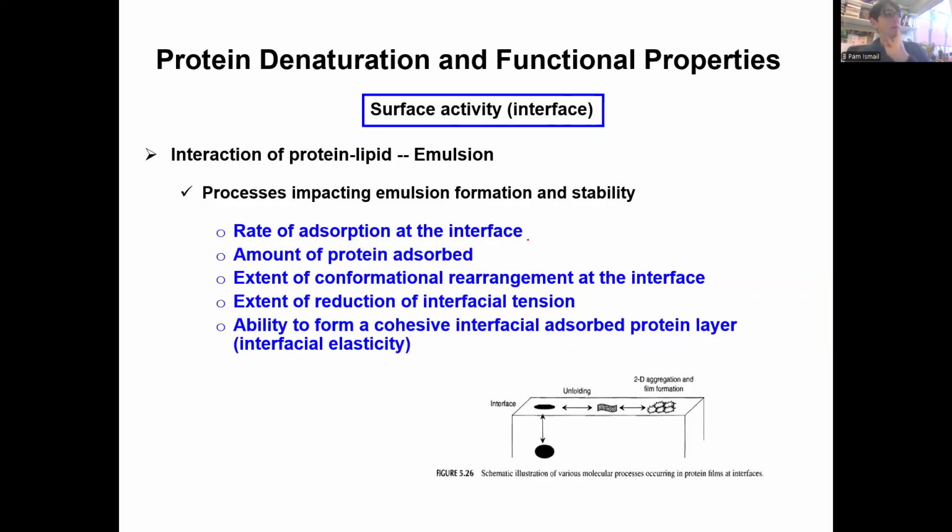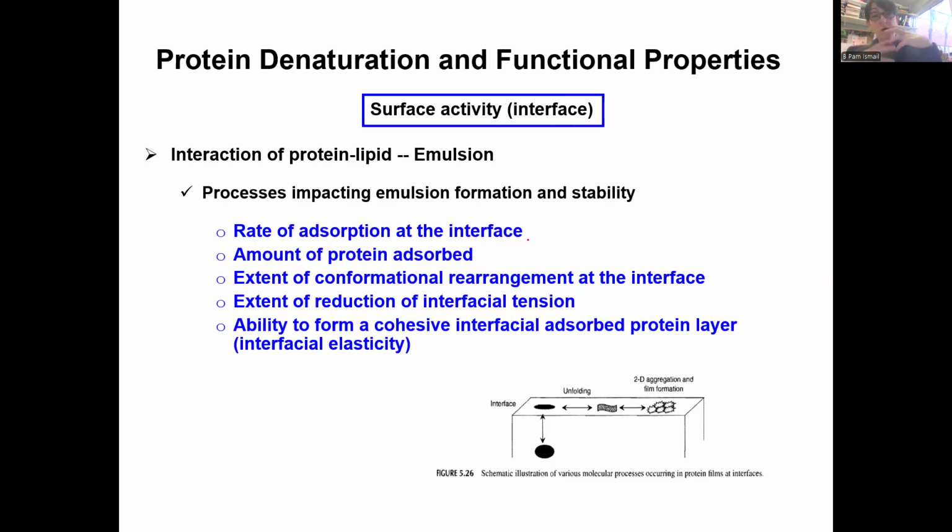So processes that impact emulsion formation and stability. So you have the rate of adsorption at the interface, how quickly the protein can reach the interface, how much protein gets absorbed at the surface, because if you don't have enough protein absorbed at the surface, you form thin films that are not very stable, how much conformation rearrangement we need. So if you have a protein that is very rigid in structure, a lot of disulfide interaction, it's not denatured, you don't have that conformation rearrangement that you need at the interface.